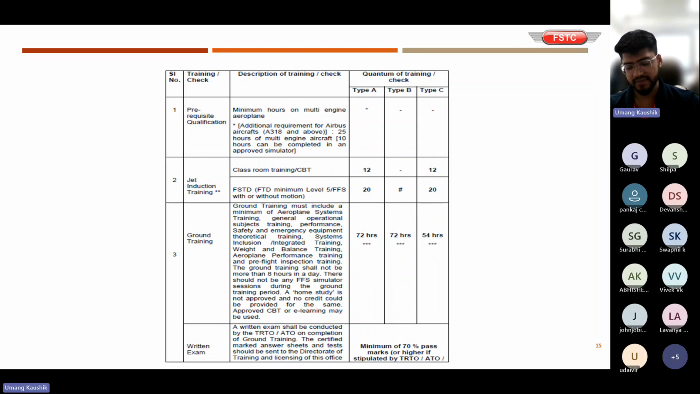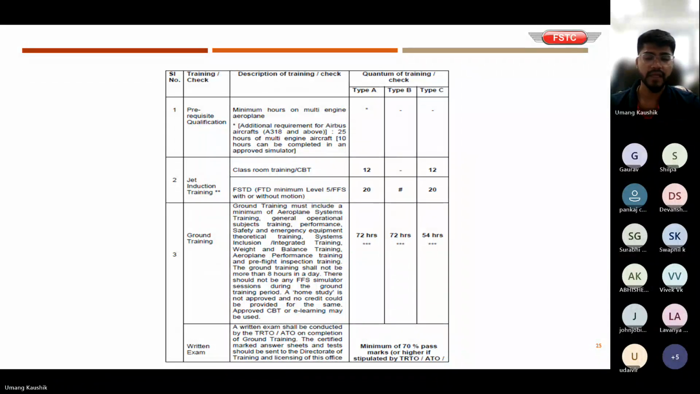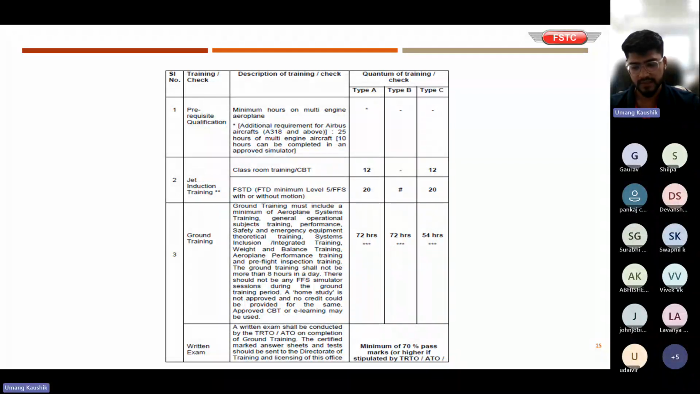FSTD includes FTD and FBS, fixed base simulator. A fixed base simulator can be either with or without motion. But mostly, wherever you do your type rating from, the ATO will do your jet induction training on an FBS, that means a fixed base simulator. The simulator will be a full flight simulator, but with the motion off. So 20 hours is required for Type A, and the same goes for Type C. Jet induction training is not required for Type B.